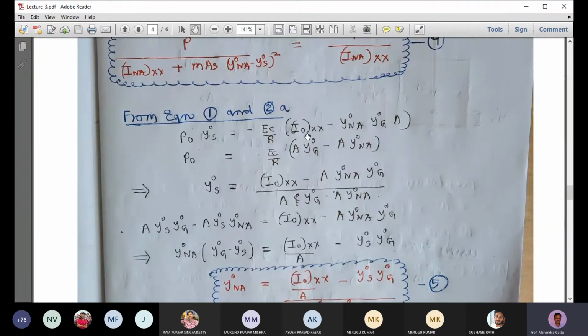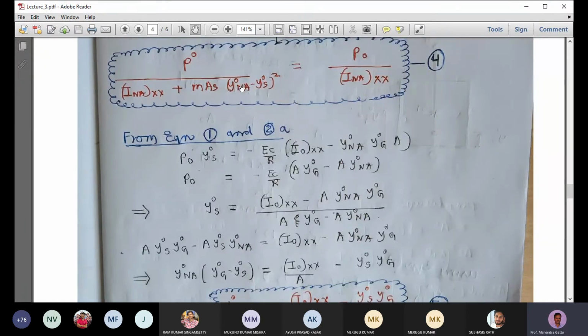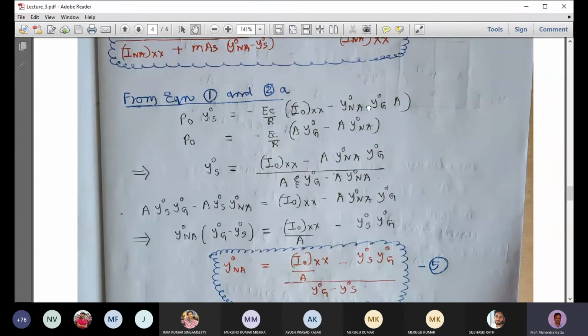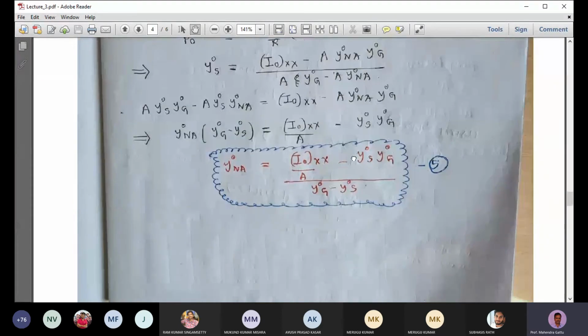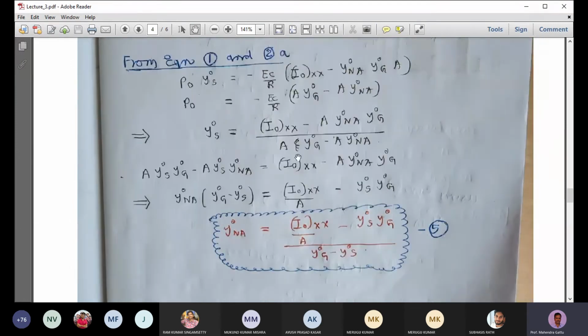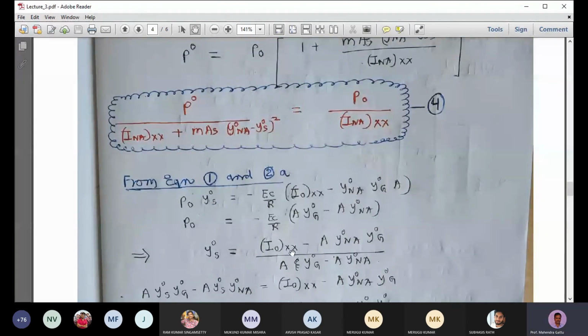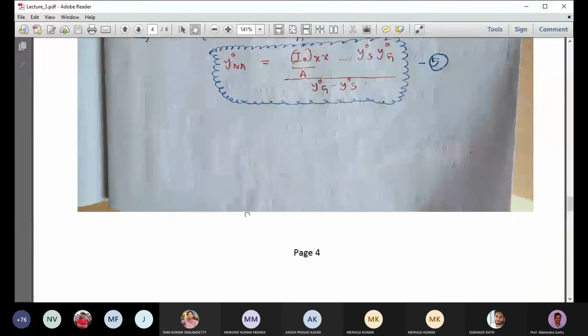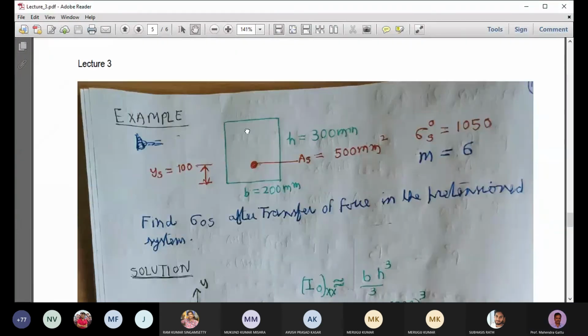Once you find this yna value, then we just substitute that yna value here and get the relation between the initial force and the final force after transfer. Okay, so there's one more equation I derived, but I have not shown it here. For the purpose of the problem, we'll use these two equations and solve. Okay. We'll do a numerical now.